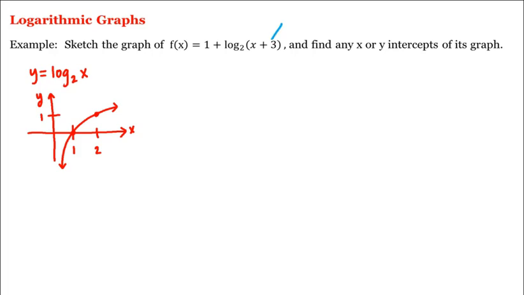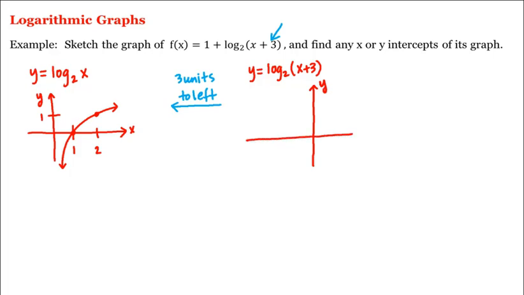Now, what does this plus 3 do here? By adding 3 to x, what that does is it rigidly shifts this graph 3 units to the left. So the graph of y = log base 2 of (x + 3) will look like the following. Let's say this is the y-axis, and this is the x-axis.